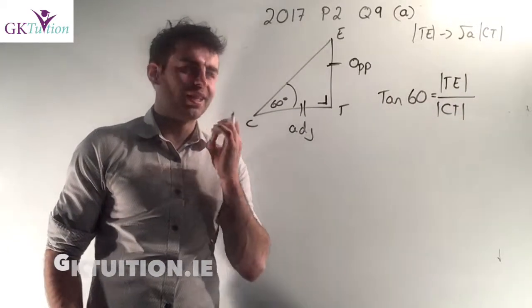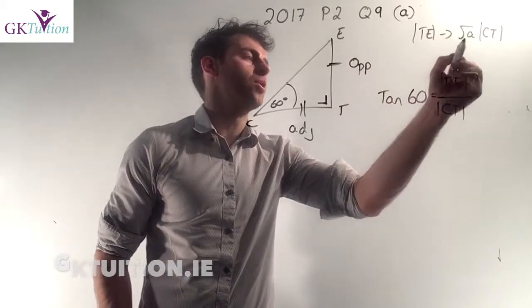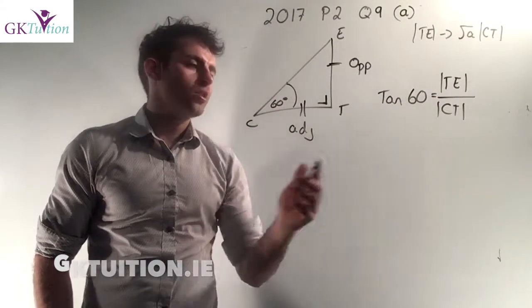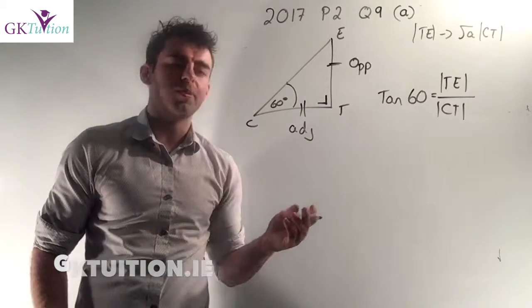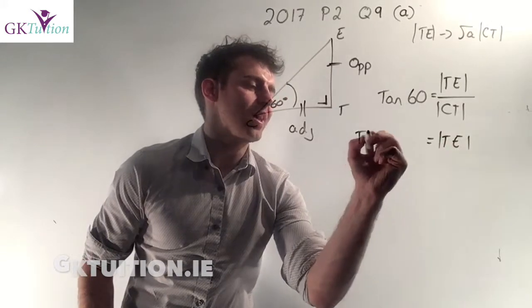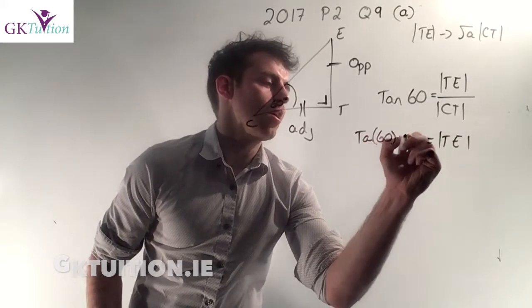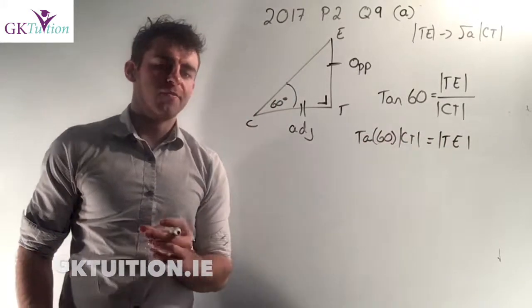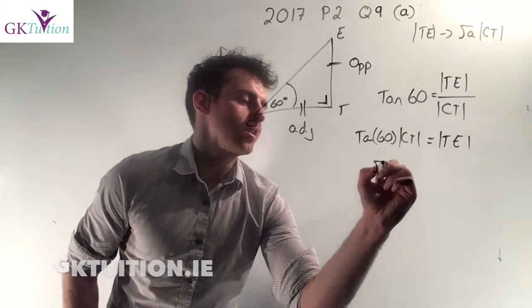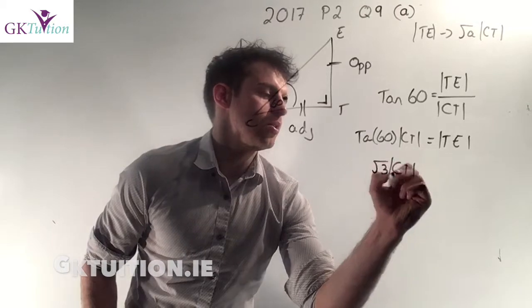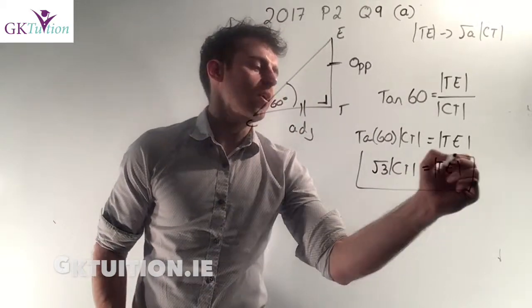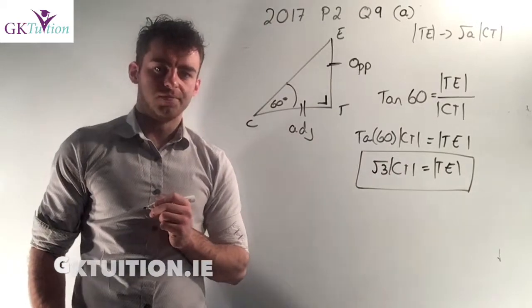The question said to get TE in terms of root A CT. Clearly I need to get TE on its own. So to get rid of my fraction here, I would multiply both sides by CT, which means that TE is actually tan 60 times CT. And if you plug tan 60 into your calculator, or if you look it up in your log tables, it's just the square root of 3. So you just get root 3 CT is equal to TE. And that is your final answer for the first part of this question.